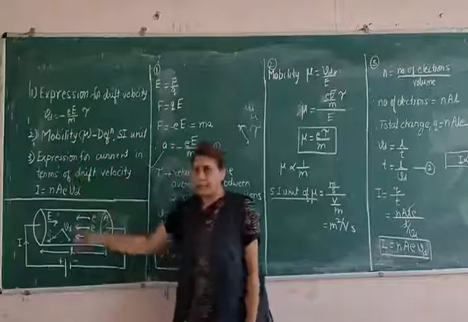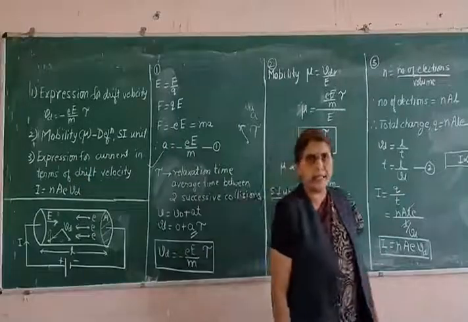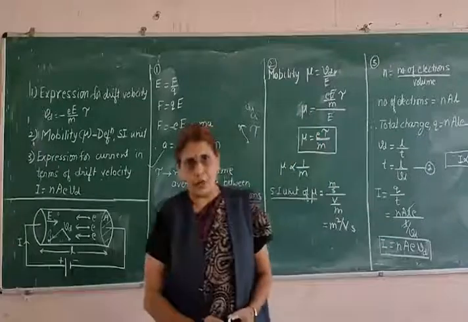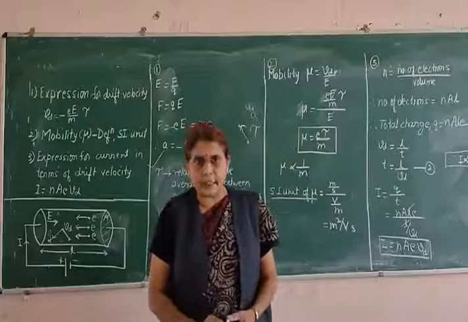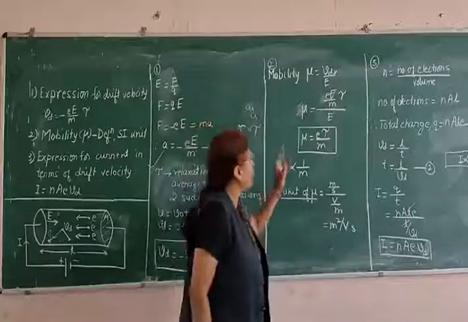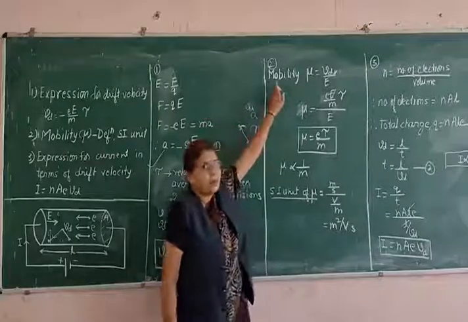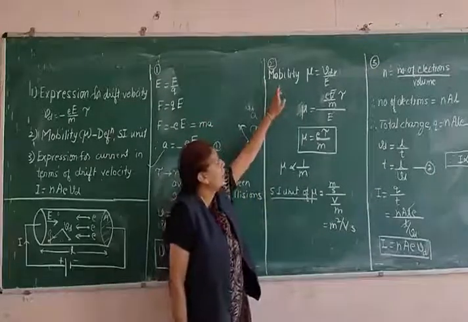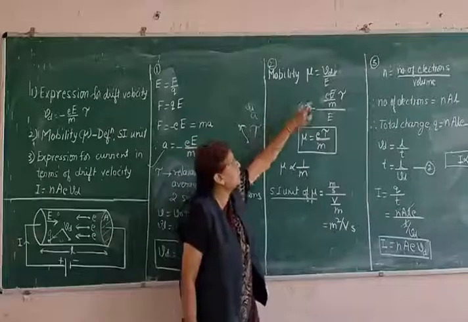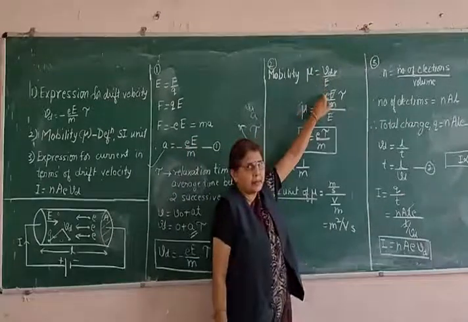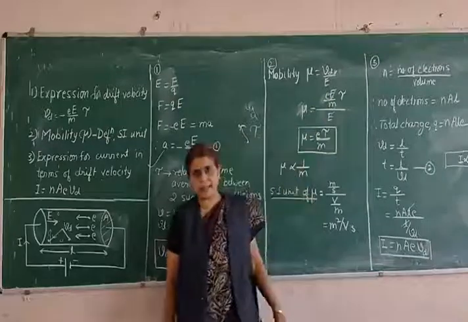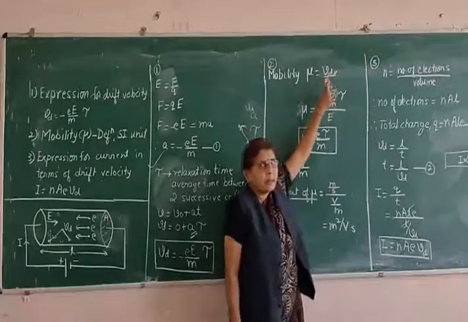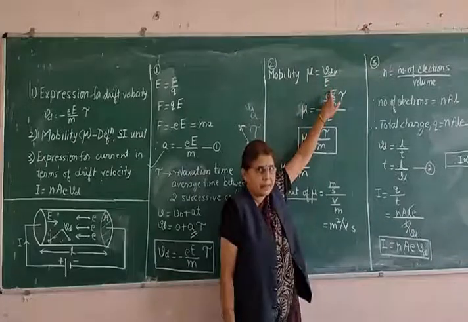Now let us move on to the second point, just the definition of that. It is called the mobility of a charge carrier. Here the charge carrier is the electron, so it is the mobility of the electron. How to define mobility of an electron? I have written the definition here. Mobility mu is equal to vd upon E. What is the meaning? It is defined as the drift velocity per unit electric field.